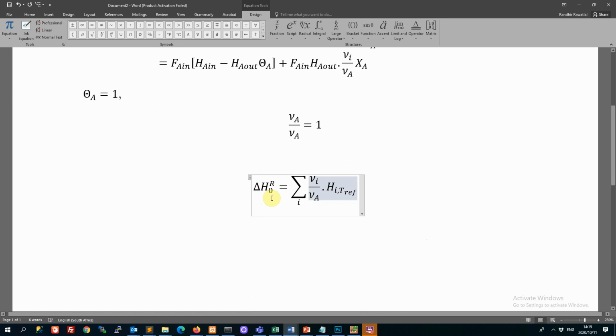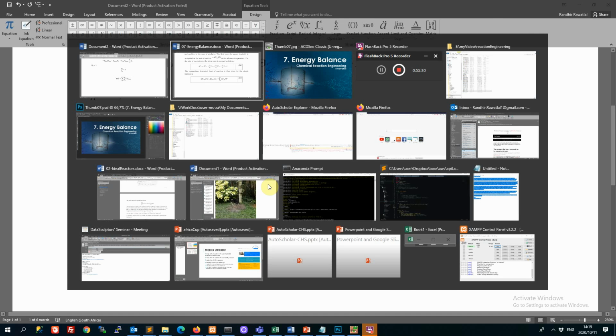Right, so that's the reference heat of reaction. That's how we calculate the reference heat of reaction. For the given reaction, that dictates the stoichiometric coefficients. Then for the species, we just look up the reference enthalpy, and we can use that to estimate the standard, the reference heat of reaction.